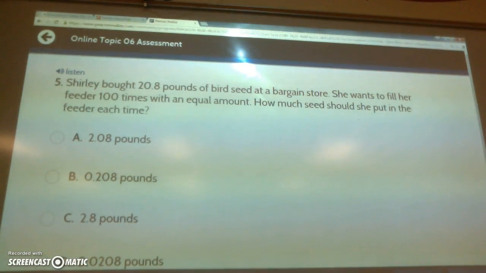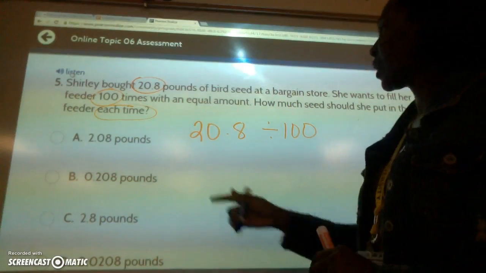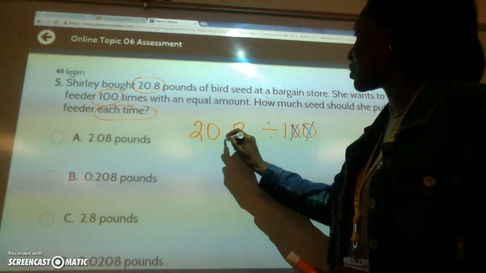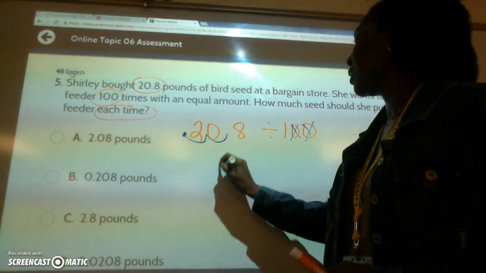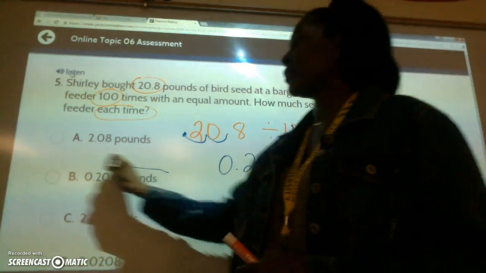Number 5. Shirley bought 20 8/10 pounds of birdseed at a bargain store. She wants to fill her feeder 100 times with an equal amount. How much seed should she put in the feeder each time? Pause. 20 8/10 divided by 100. We have the 2 zeros, so we move over 2 spaces. Your new number is 208 thousandths. Which one matches? B.